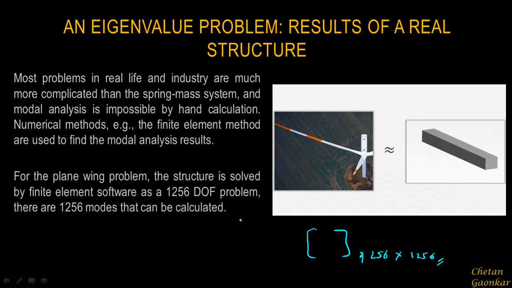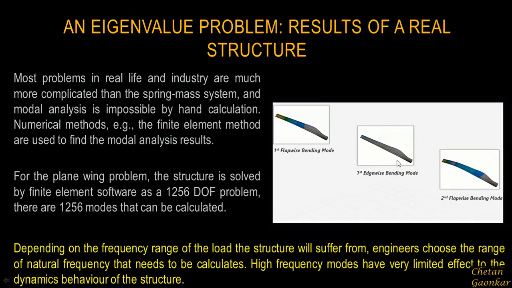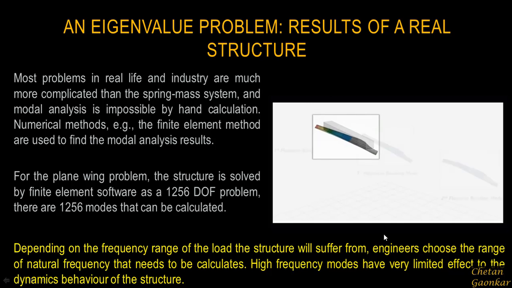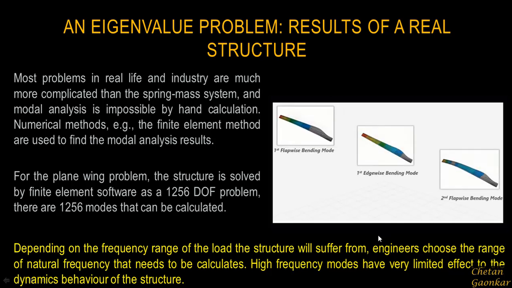So the only alternative we have is to use these analysis softwares. By using them, we'll be able to extract different mode shapes at different frequencies. And then you might have one more very important question. Since I'm saying it will have 1256 degrees of freedom, theoretically, how many natural frequencies should we get now?